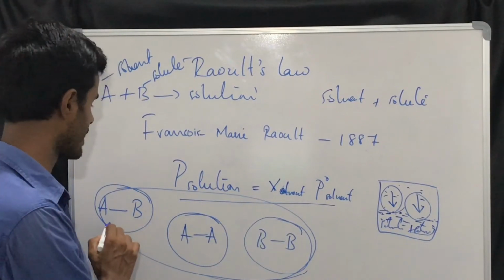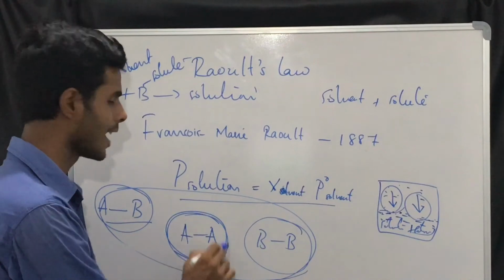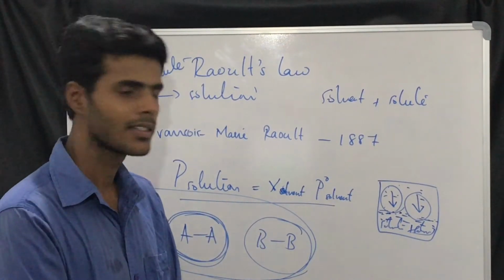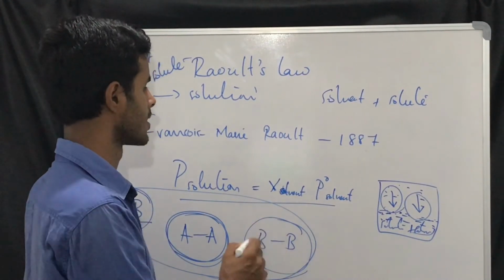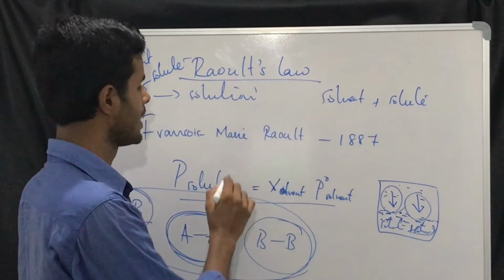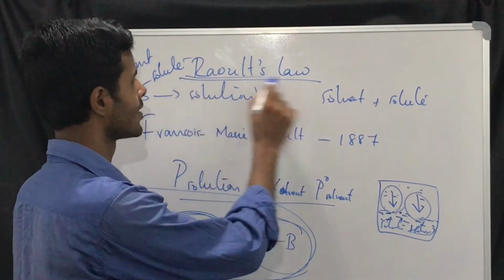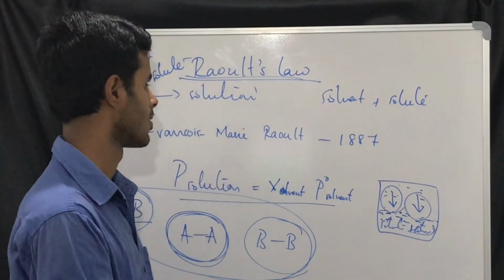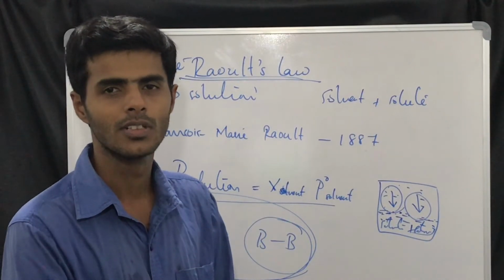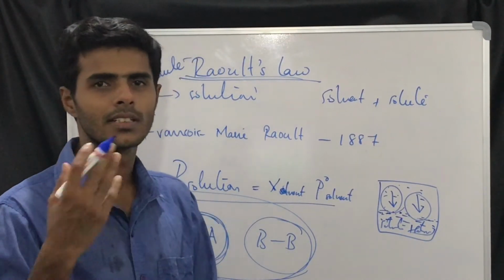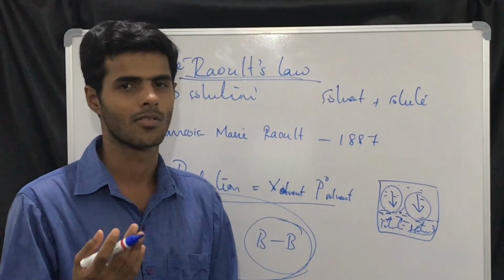If the interaction between solvent molecules and between solute molecules is the same as the solvent-solute interaction, then we can call it an ideal solution. So Raoult's law is mainly applicable for non-aqueous solutions. That is one of the advantages of Raoult's law, but it is mainly for ideal solutions, which are very hard to find. So this is one of the limitations of Raoult's law.